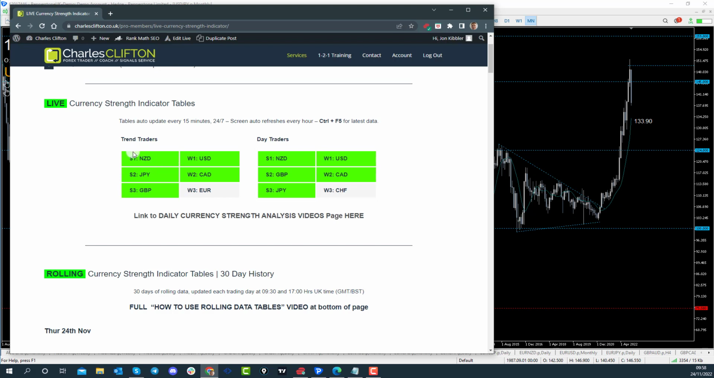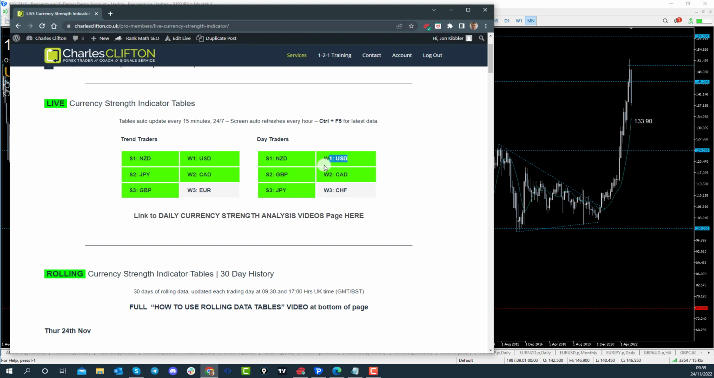So what else does it show us? Well, it shows us that the yen is the second strongest currency on the trend traders, third strongest currency on the day traders, and the pound is the third strongest currency on the trend traders, second strongest currency on the day traders. On the weak side of things, the US dollar tops both tables. That's followed by the Canadian dollar on both tables at W2. On the trend traders, we have the euro as W3, and on the day traders, we have the Swiss franc as W3. Now in this video in particular, we're going to take a look at dollar yen.